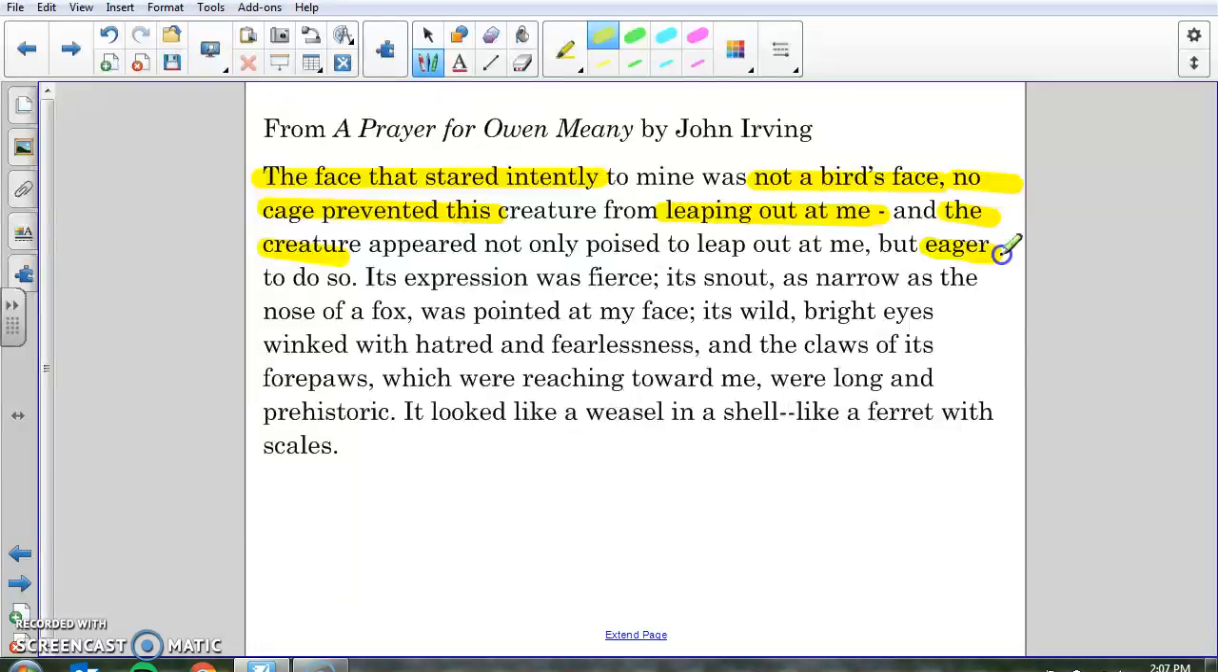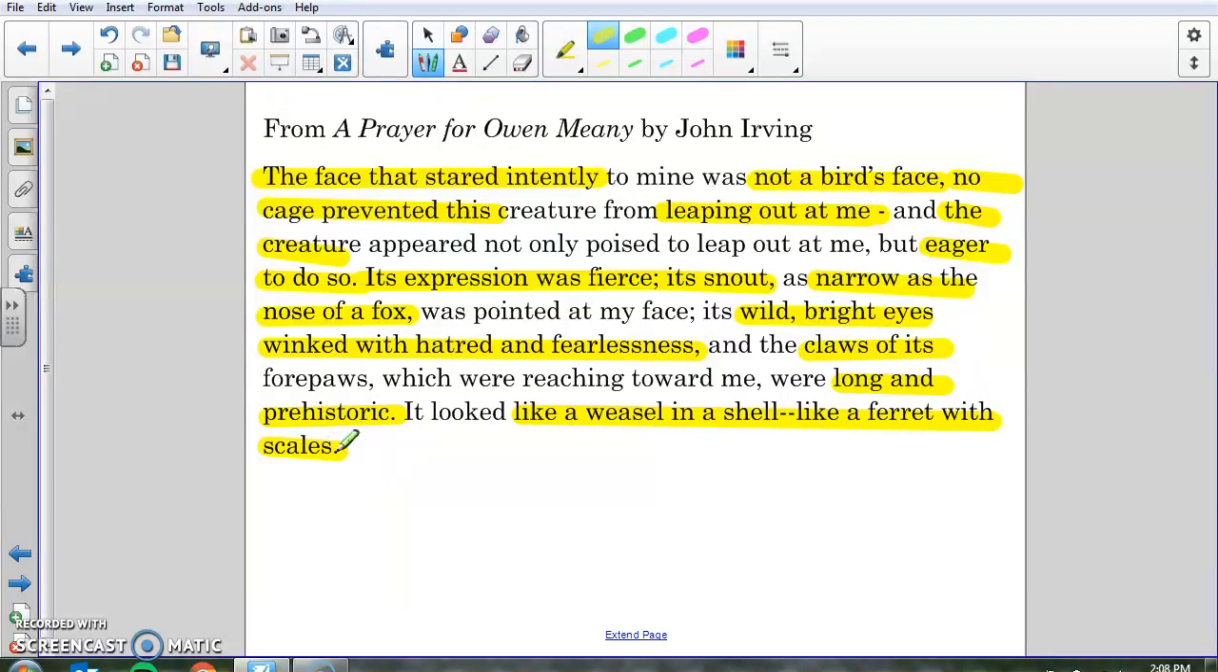And I also liked the line, eager to do so. I liked its expression was fierce. And I also liked its snout. And I like narrow as the nose of a fox. I also really liked this descriptive area here. Wild, bright eyes winked with hatred and fearlessness. And I liked claws. Long and prehistoric. And I finally liked like a weasel in a shell, like a ferret with scales.